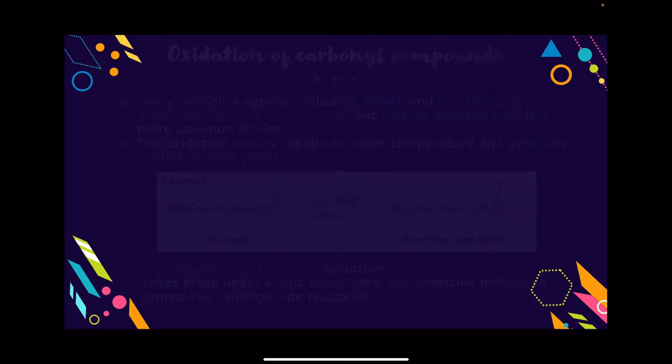For example, here, let's see if I give this reaction. When it reacts with CrO3 and H3O+ in acetone, it will react to form the carboxylic acid. Also, like this one.